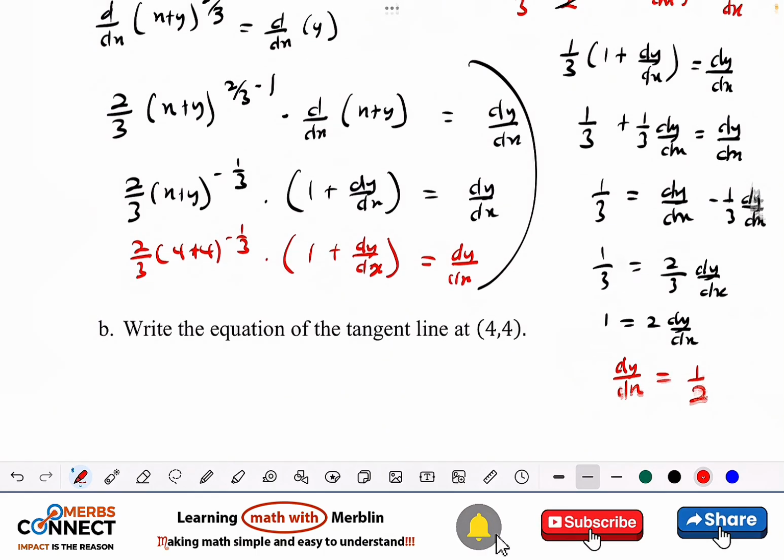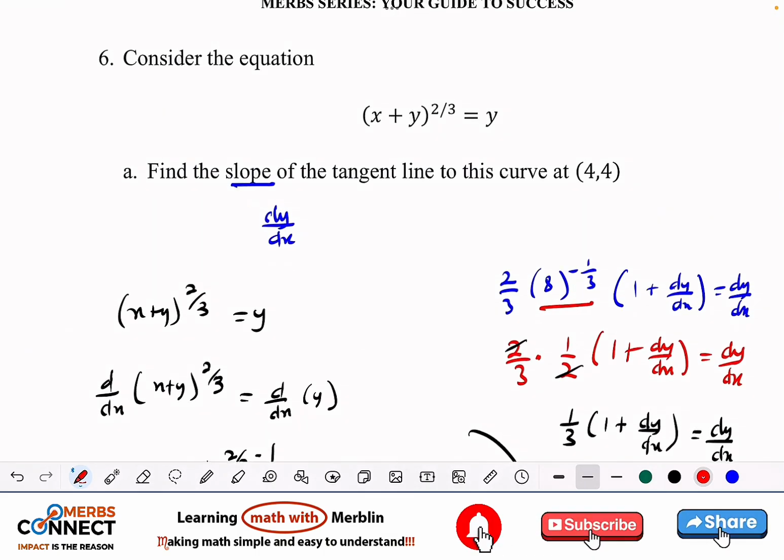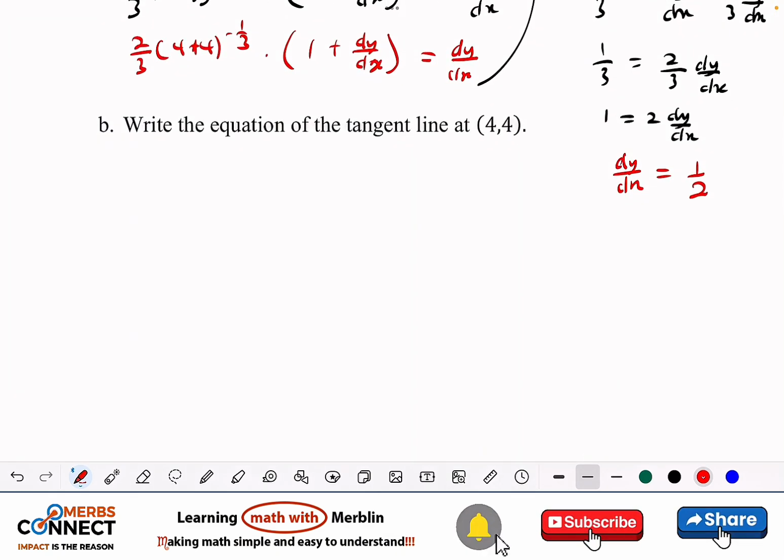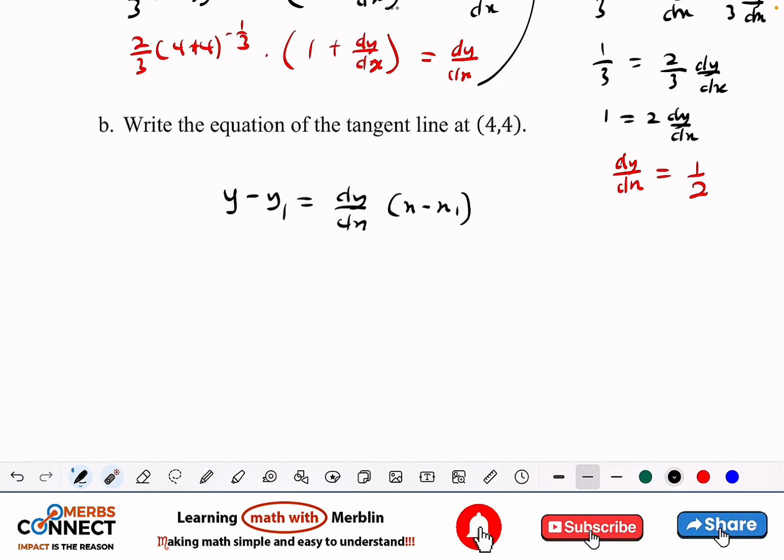So that is the slope. As I said, if we're able to figure out the slope, then the next question becomes a bonus. Right now we want to find the equation of the tangent. We know that the equation of the tangent is y minus y1 equals dy over dx times x minus x1. We've done the hard work by finding dy over dx at x1, y1. So I'm going to have y minus 4 is equal to 1 over 2 times x minus 4.